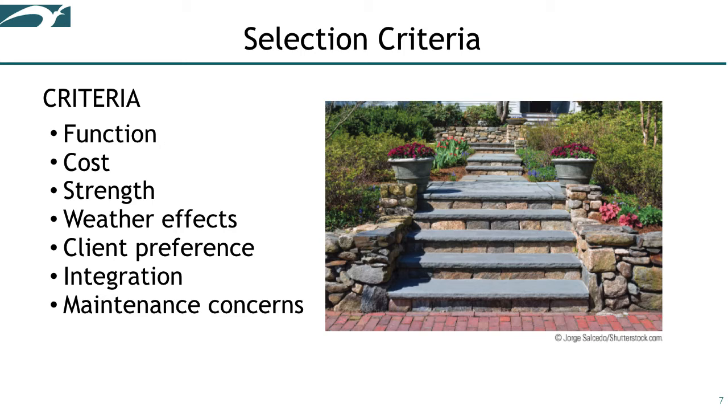Criteria: How is it going to function within the landscape? What will the cost of this hardscape be? The strength, how long will it last? Can it stand up to the weather, the thawing and freezing? Your client's preferences. Make sure you do not push on your client what they do not want just to sell a particular product. Integration, maintenance concern. That is one of the biggest factors, to continuously maintain, because you do not want grass growing in between the paving areas.